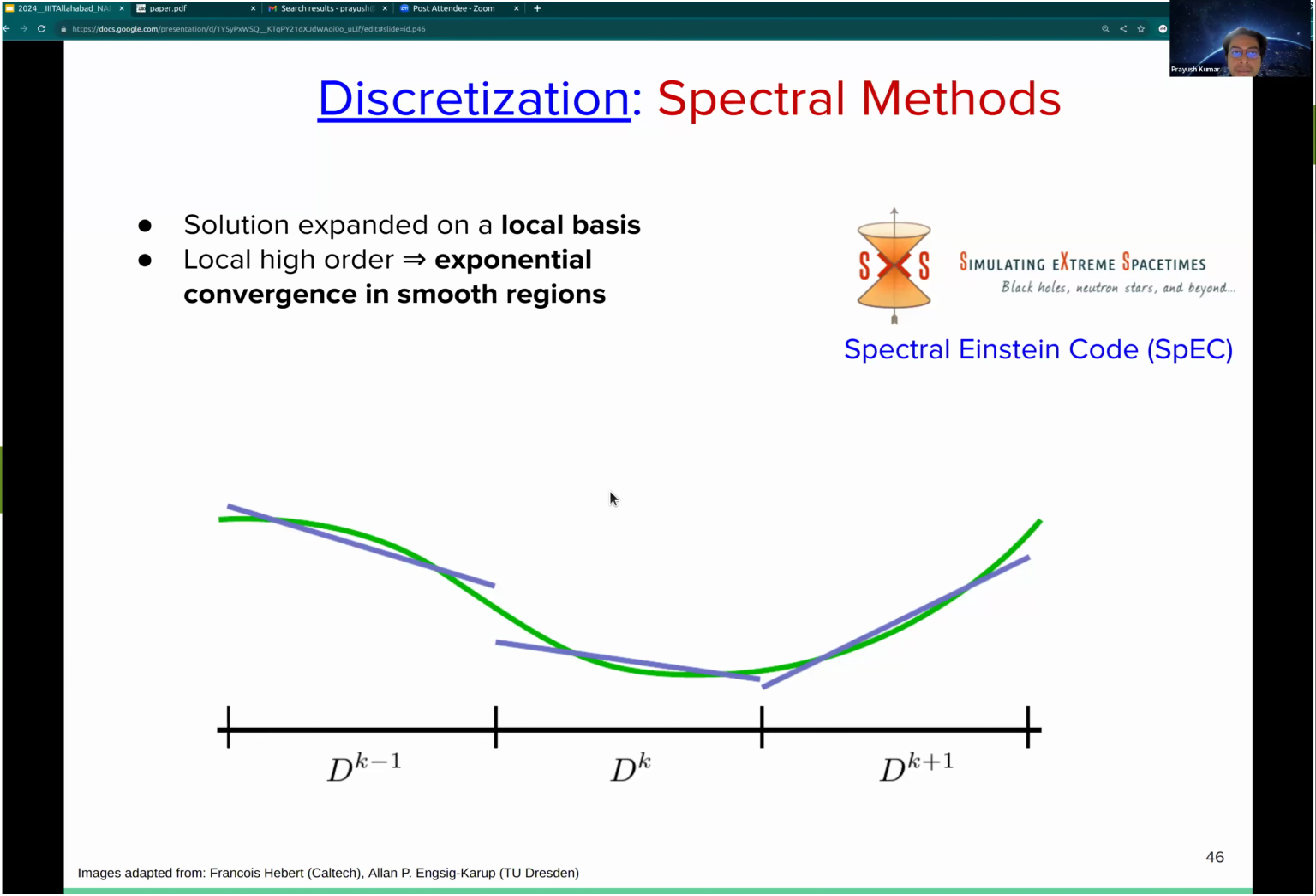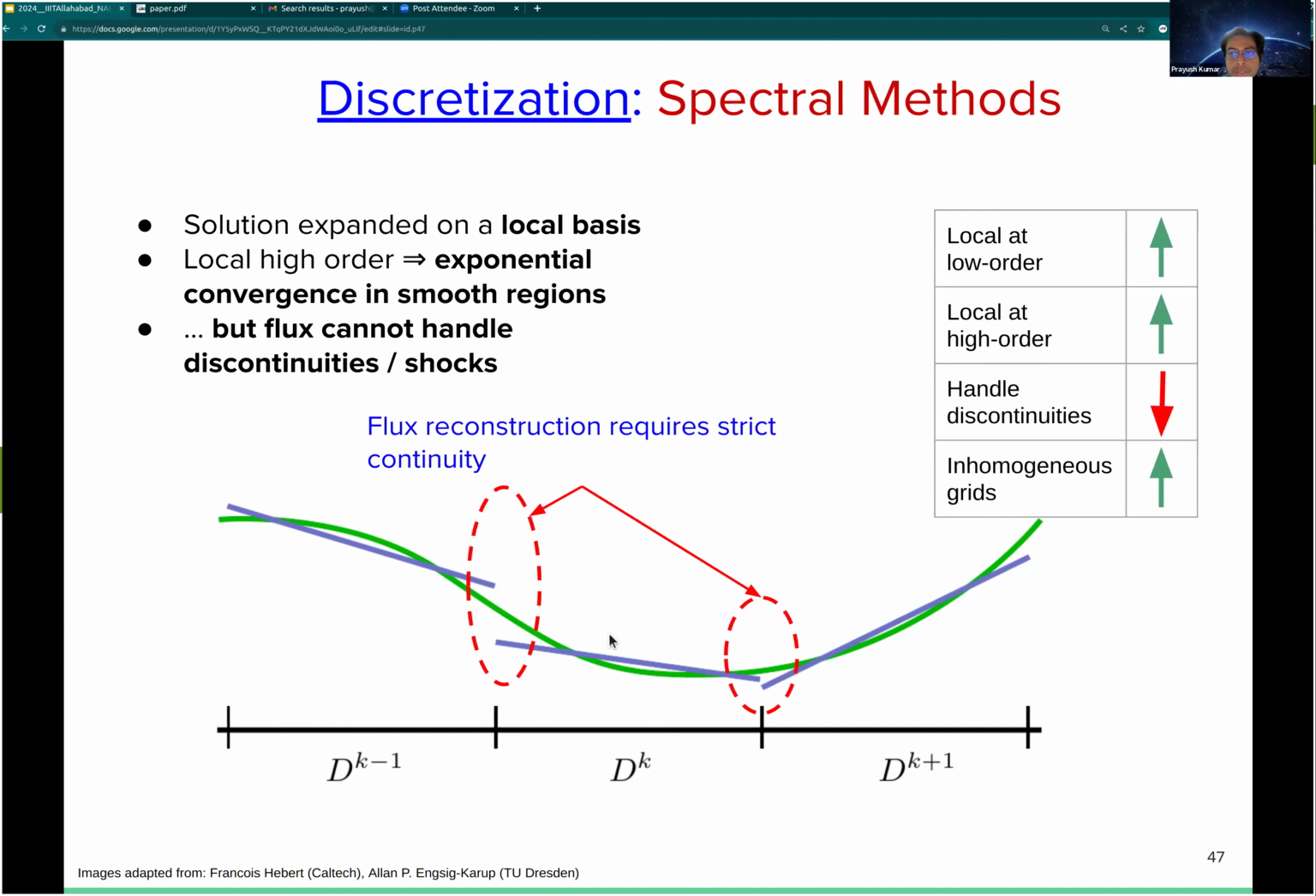Okay. So it is now a local scheme even if you require a high order accuracy, because no matter what order derivative you need within D_k, you only need information within this element. You will not need information outside this element to calculate derivatives here. So it's local at high order accuracy, and local at low order accuracies. It's able to handle inhomogeneous grids, but it simply cannot do discontinuities. It requires the solution to be strictly continuous at all the element boundaries.